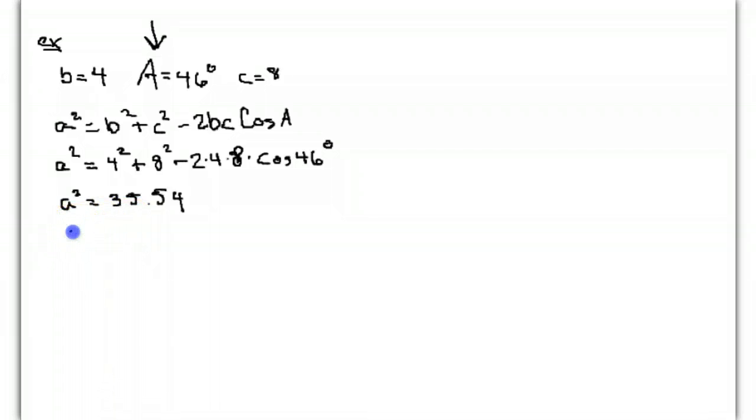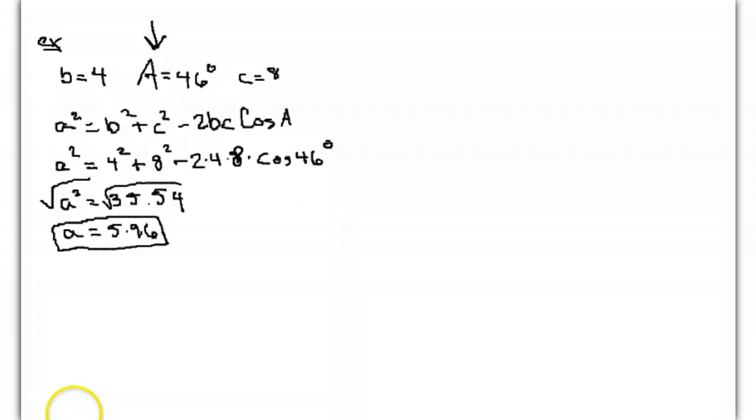You want to get a, so how do you get rid of the square? What do you got to do to the other side? So you got to square root both sides in order to get rid of the square. So when you square root 35.54, you're going to get 5.96. So you got a is equal to 5.96. So that's one side you already got.